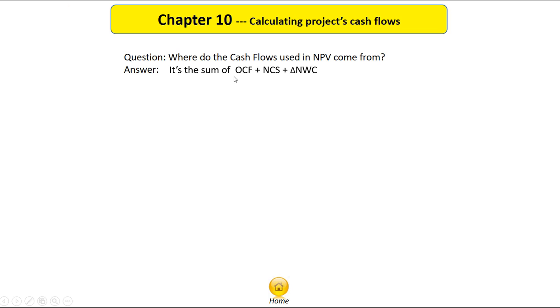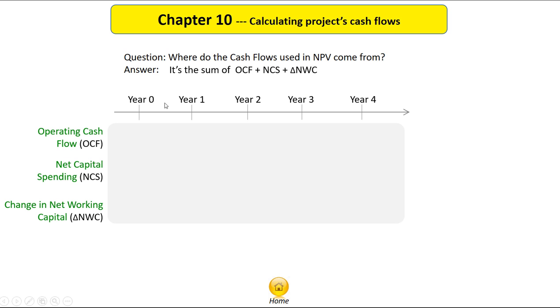Well, it's the sum of OCF, NCS, and change in NWC, which stand for operating cash flow, net capital spending, and change in net working capital. We calculate each of these 3 numbers for every year of our project. So this is generally how you would set up a net present value problem. Let's say it's a 4-year project.